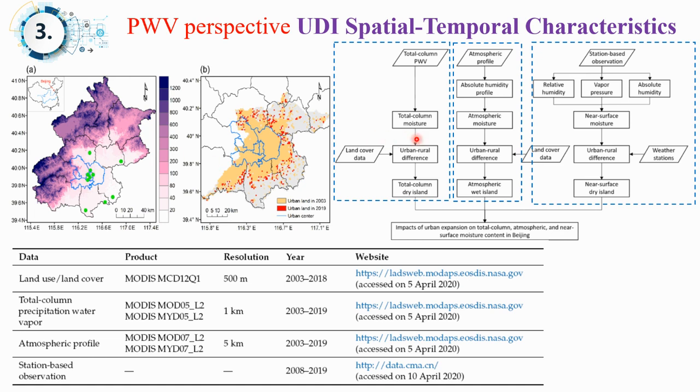So the study is divided into three parts. The first is from the total column PWV. The second is we want to see the situation of the boundary layer moisture island. And third, we want to see whether it's consistent with the near surface.